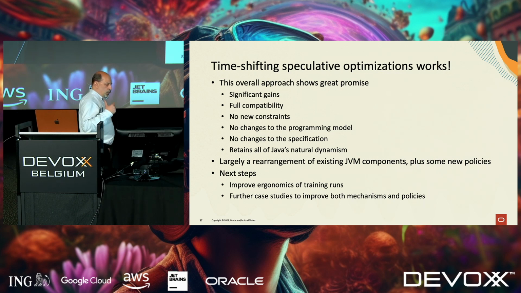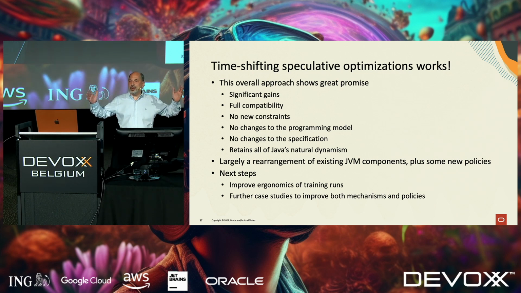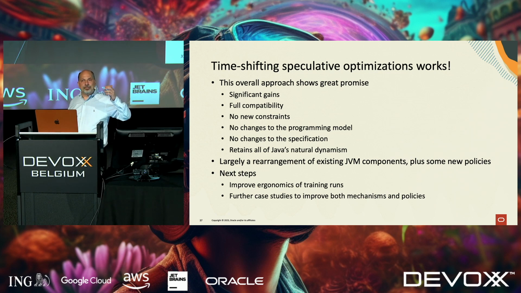So with the giving up nothing end of the spectrum, you can get some decent gains without giving up any compatibility or dynamism, or changing your code. And so what we've kind of done here is, you can think of this work and native image as a pair of bookends, right?